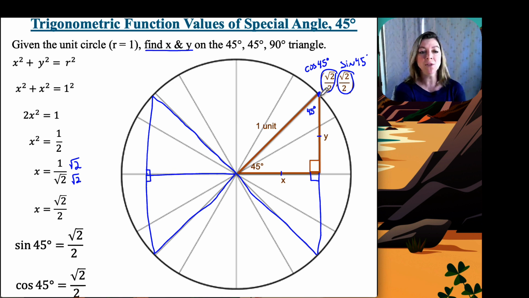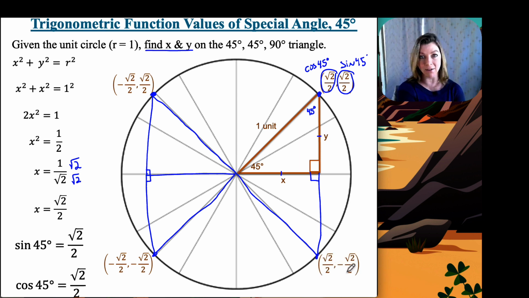Okay, so if this coordinate is radical 2 over 2, radical 2 over 2, then this coordinate right here would be the same, but we're in a different quadrant, so it's negative rad 2 over 2, positive rad 2 over 2. Moving here to quadrant 3, we have negative x and negative y, and last one here in quadrant 4 would be a positive x value and a negative y value.